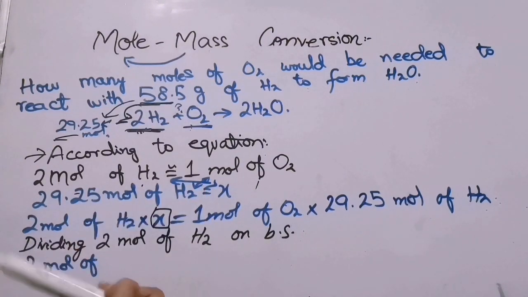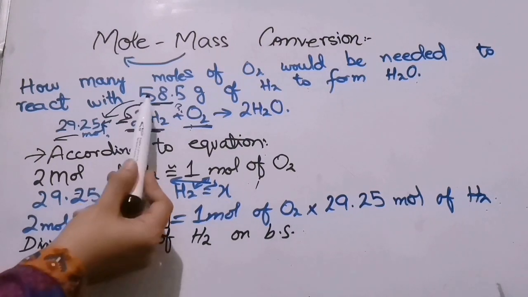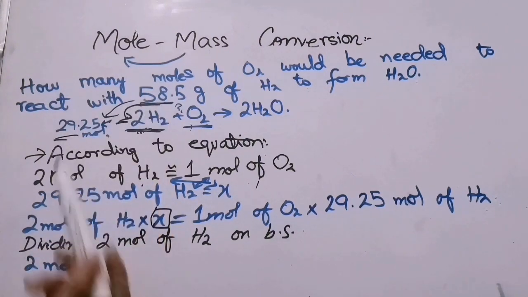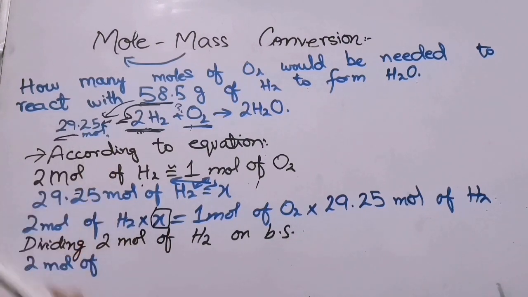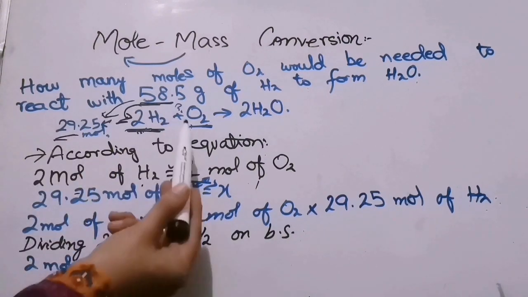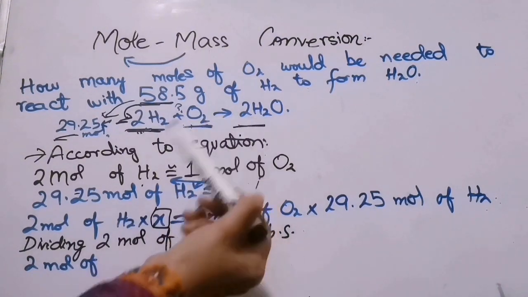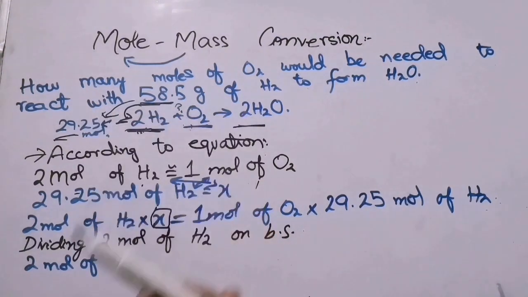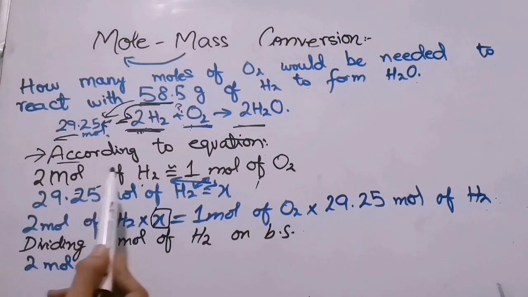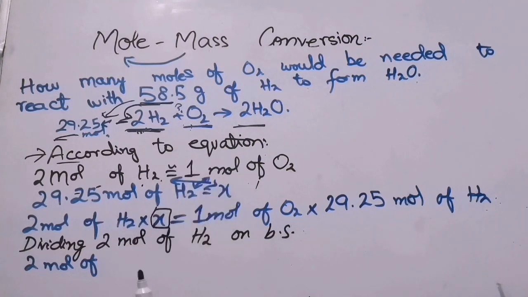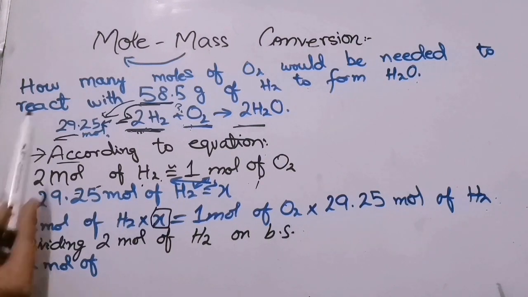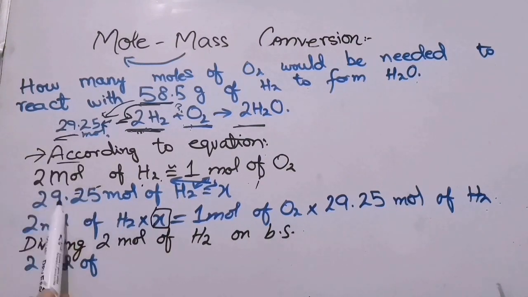According to the equation, in the question it was 2 mole of H2 and 1 mole of O2. So they are saying in the question that if we are using 58.5 gram of H2, which we converted into 29.25 mole, then how many mole of oxygen will be used for forming H2O? So we wrote here, according to the equation, 2 mole of H2 equivalent to 1 mole of O2. Right? Then we wrote here 29.25 mole of H2 is equal to X.